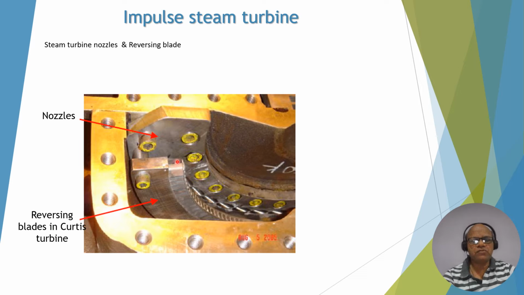Now a close photo of nozzles. You can see these nozzles are fitted to the casing, and you see the actual nozzles drilled on the nozzle rings. This is the nozzle ring, and you can see one, two, three, so many nozzles are drilled on the plate. So these are the nozzles of a steam turbine, and this is the reversing blade for the Curtis wheel. This is the wheel through which the steam can pass. You see this is the plate on which this reversing blade is attached. So this is the case of an impulse turbine with nozzles and reversing blade.